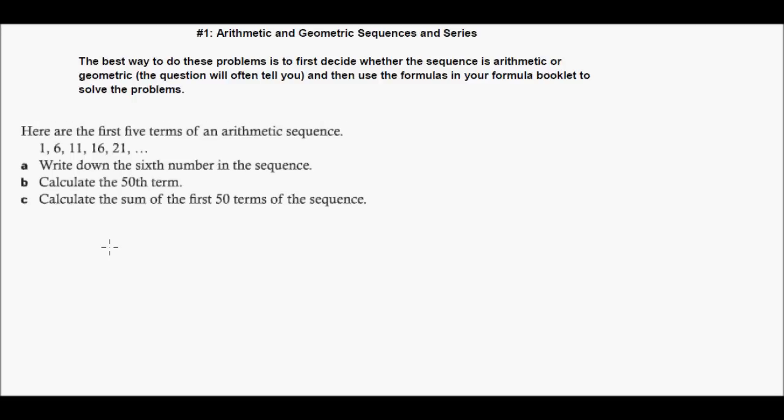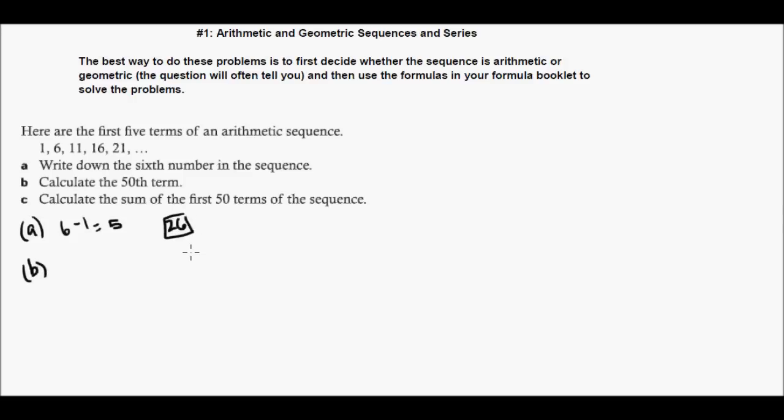In the first example it says, here are the first 5 terms of an arithmetic sequence. Well, that's nice because they give us the first term. Write down the 6th number in the sequence. First of all, we need to find out what the common difference is. You just need to do 6 minus 1 or 11 minus 6, and you get 5. So the common difference is 5. For the 6th number, 1, 2, 3, 4, 5, 6, you just add 21 plus 5. So the 6th number would be 26. Pretty simple to start off.